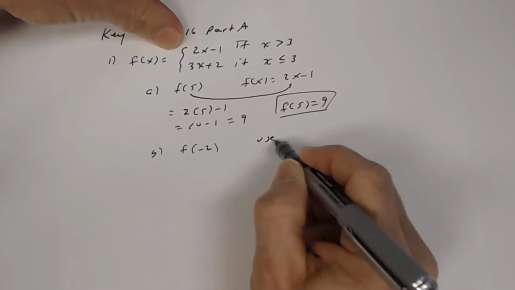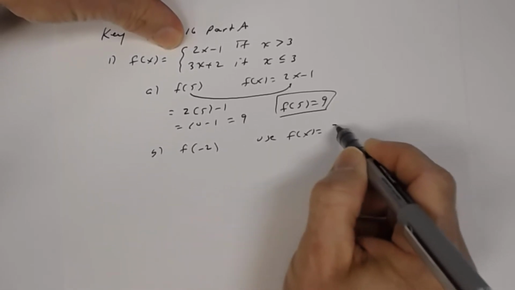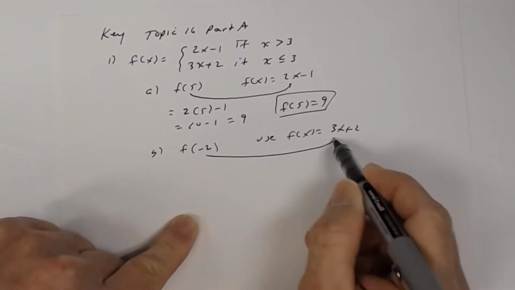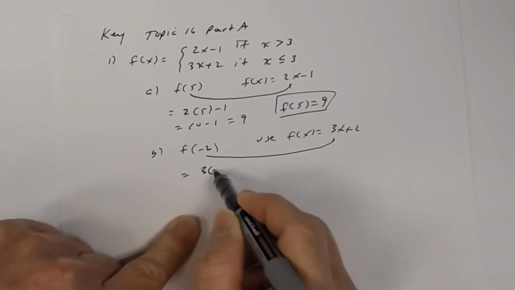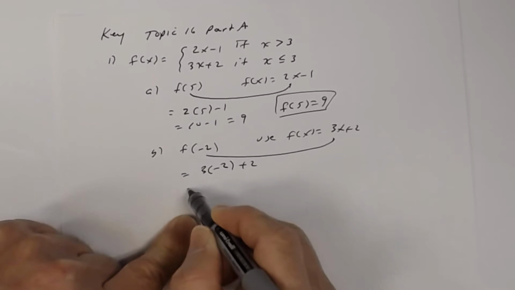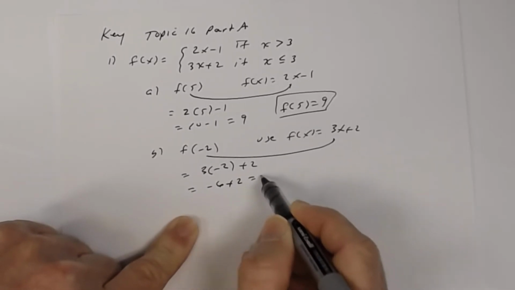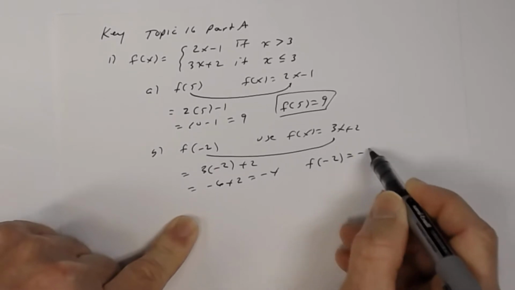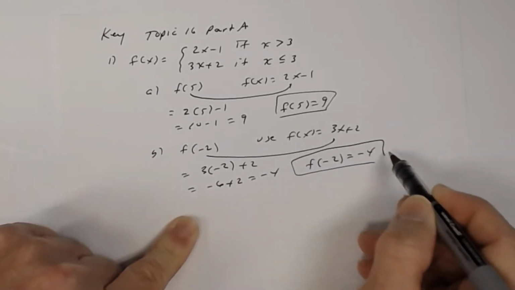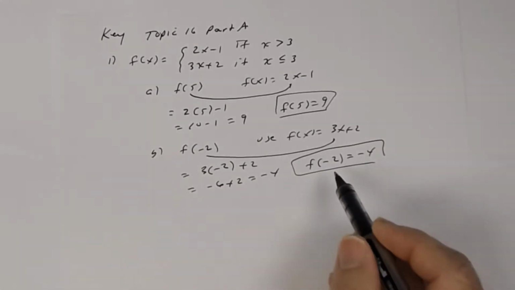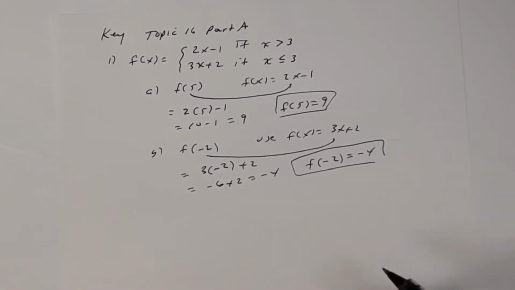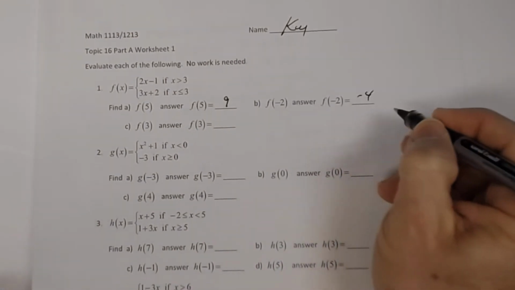So I'm going to use this function, f of x equal 3x plus 2. And in place of x, I'm going to substitute negative 2. So I get 3 times negative 2 plus 2. So that's negative 6 plus 2, which is negative 4. And so therefore, f of negative 2 is equal to negative 4. All right, so remember what that means. That means that when x is negative 2, the y value is negative 4. So for that one, you're going to say negative 4.